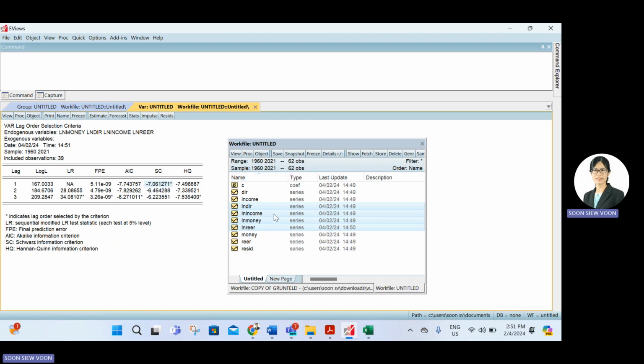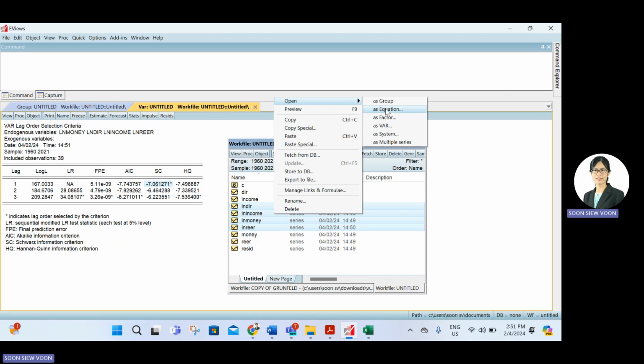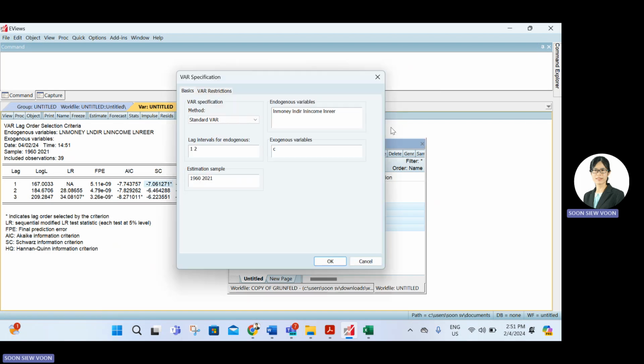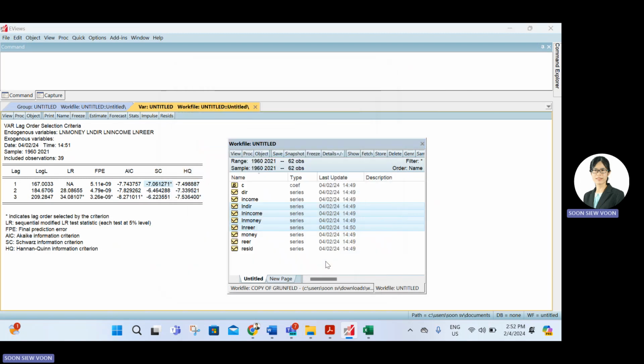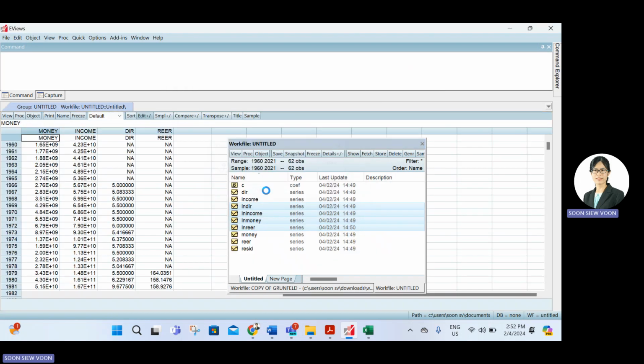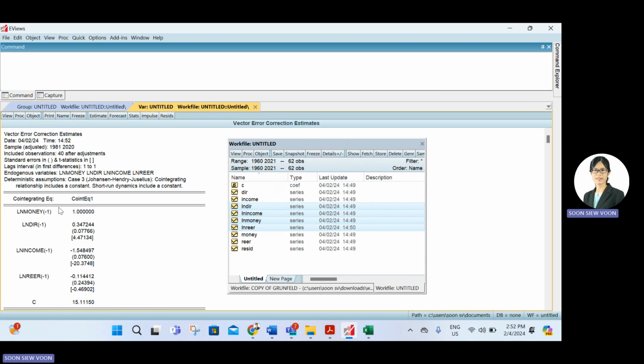Then what I need to do here is open them as a VAR. But now I change the method to become VEC, vector error correction. That is one lag, so I use 1. After that, I click OK. Once I click OK, this is my vector error correction estimate.